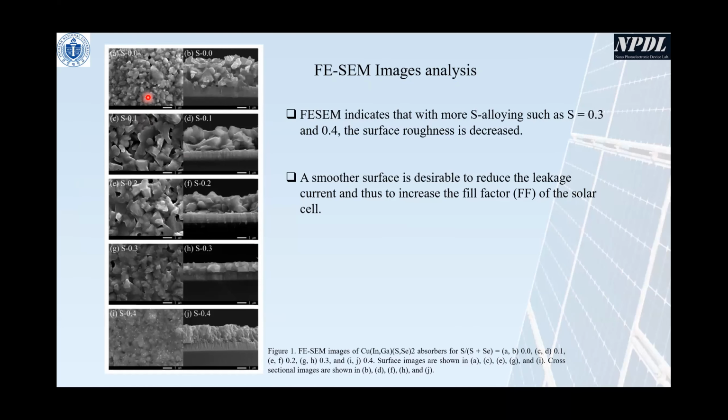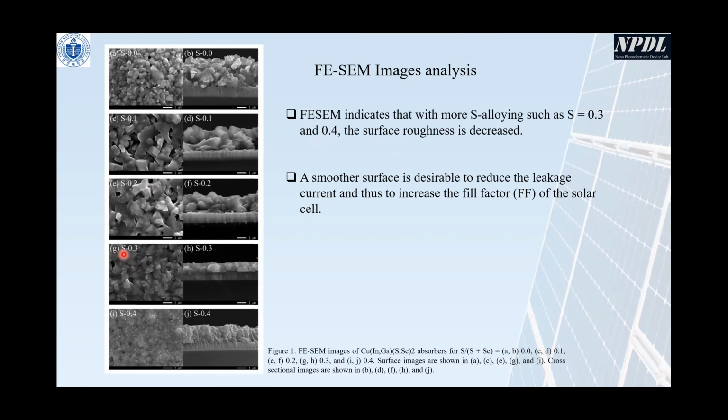So when we check the absorber after preparing it, this is without sulfur, and with increasing sulfur we saw that the grain size increases a little bit, and after that, for high sulfur concentration, the grain size decreases too much. Also, with increasing sulfur content we saw that the surface became a little bit smoother. So this is the analysis from this image. It indicates that with more sulfur alloying, such as sulfur 0.3 with respect to selenium, the surface roughness is decreased.